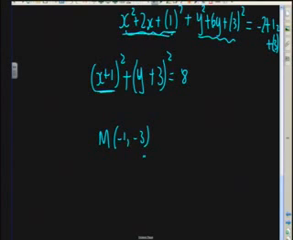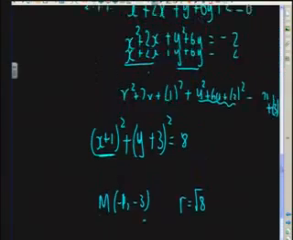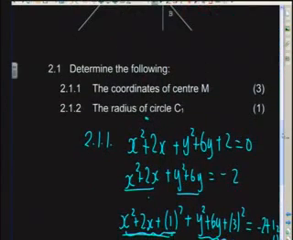Because if x plus 1 is 0, we get x as minus 1. So the x coordinate at M is minus 1. The y coordinate at M is minus 3. And we know r squared is 8, therefore the radius would be the square root of 8. Which we've already answered.